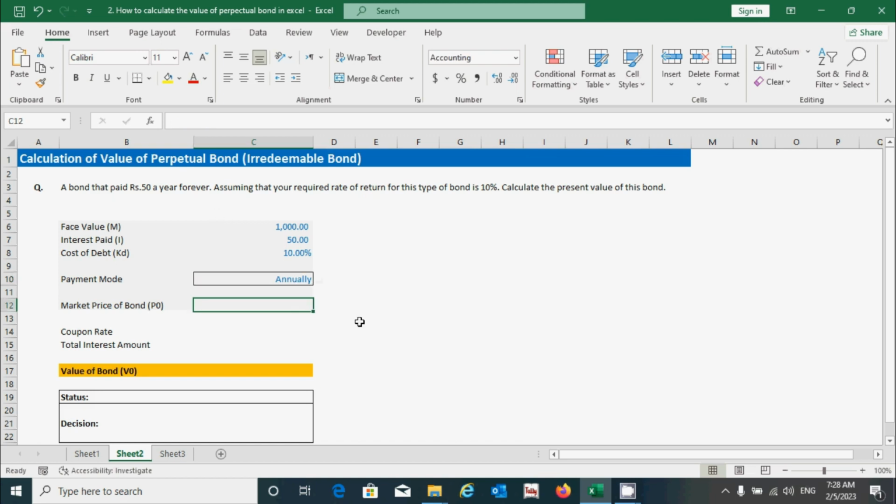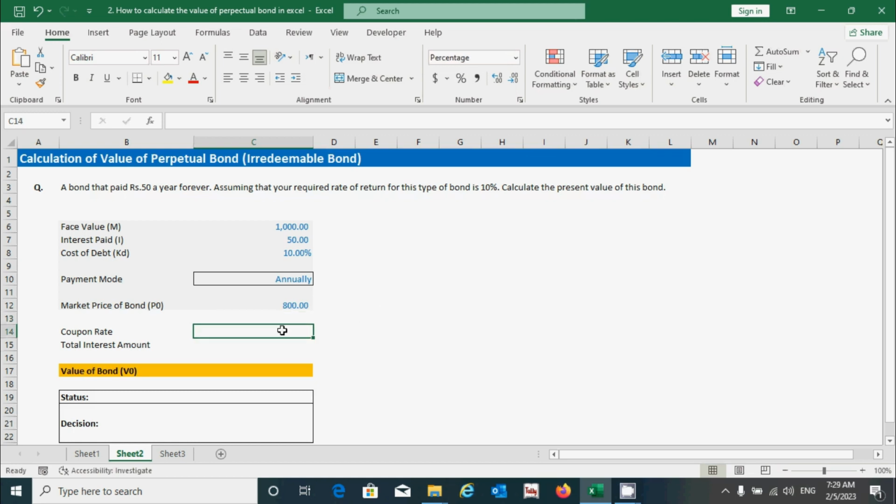Alright, now market price of a bond, represented by P0. You can see that we don't have the market price of a bond given in the question. That's why I'm going to take the market price of a bond manually. Let's say 800. So I'm going to put 800 here. Now let's start to calculate the coupon rate.